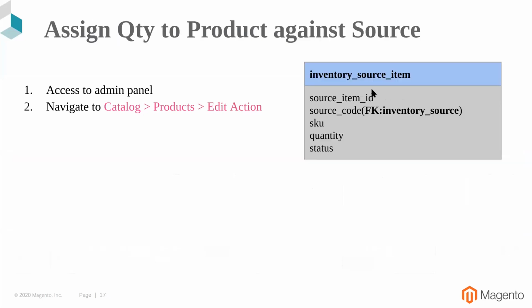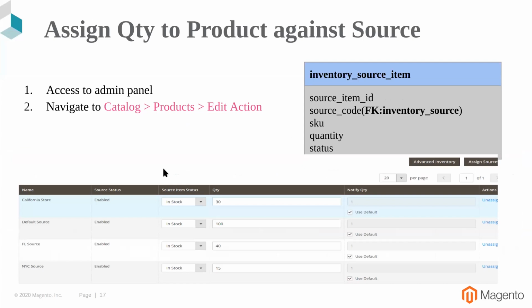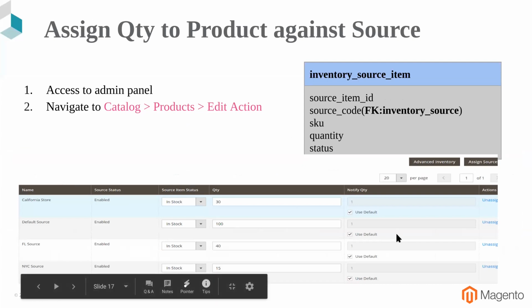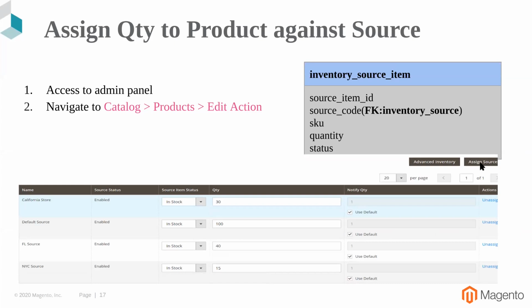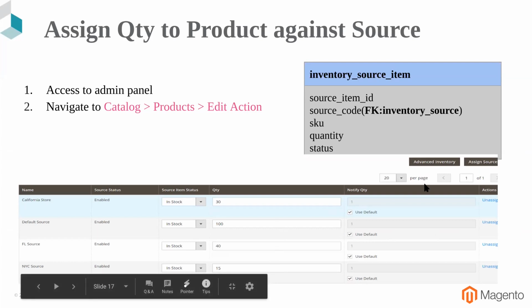Next, if we edit that product, then in the Assign Sources section, you have these two buttons. The first one is Assign Sources, where you can assign the sources to that particular product and also update the quantity accordingly.